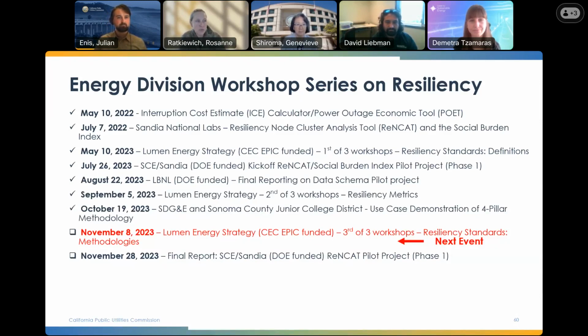Lumen Energy Strategy will be doing the third of their 3 workshops on resiliency standards, discussing methodologies to apply the 4-pillar methodology from a bulk grid planning perspective, focusing on IRP. And then our last workshop of the year will be November 28th, and that will be the final report of the RenCat pilot project being conducted by Sandia National Labs and SCE.